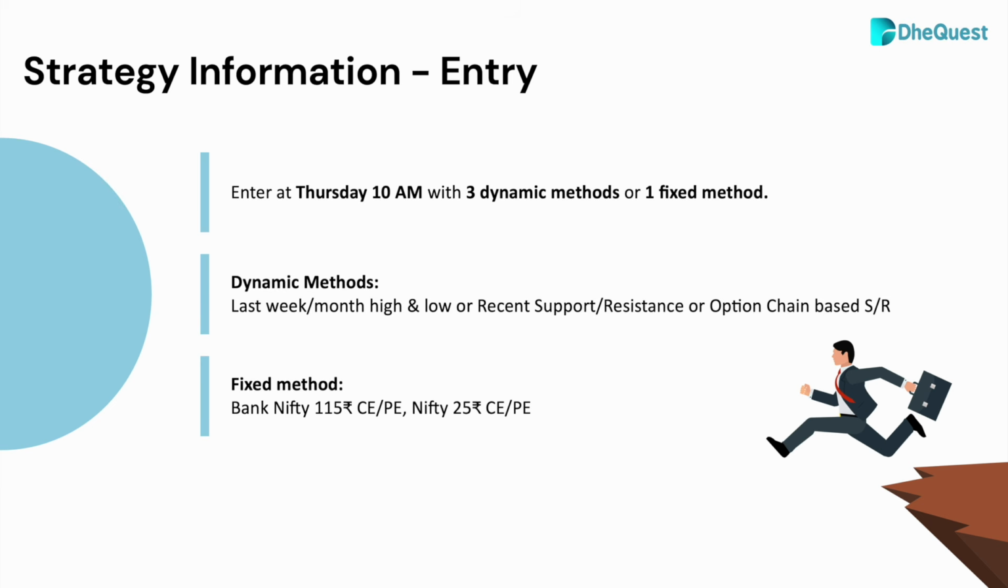On top of this, there is one fixed method that is very simple, no thinking, no analysis. Every time, just sell 115 rupees of CE and PE in Bank Nifty and 25 rupees of CE and PE in Nifty. That's it. And the last small extra thing we can do is bring down your margin a bit. Just add a small hedge buys like 10 to 20 rupees in Bank Nifty and 3 to 5 rupees in Nifty. Optional but very helpful.